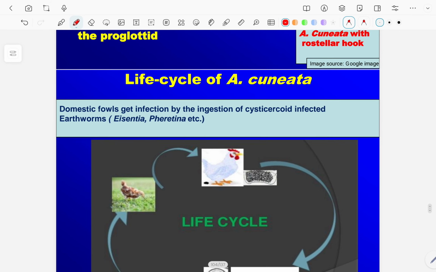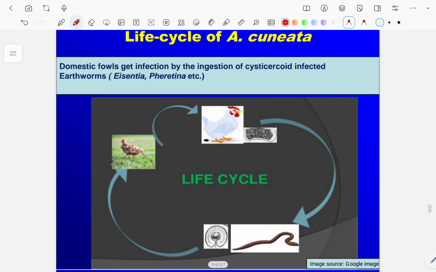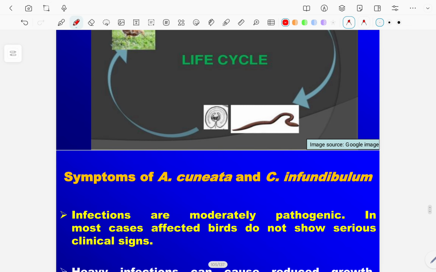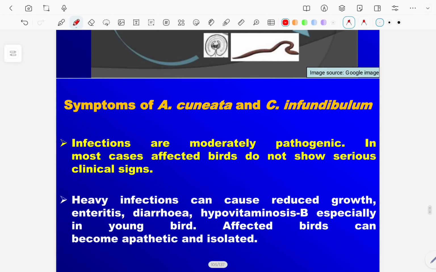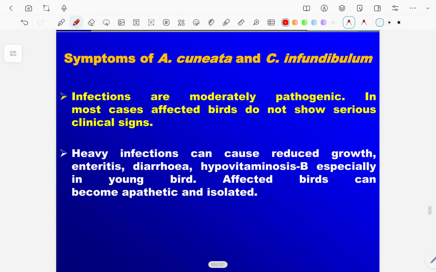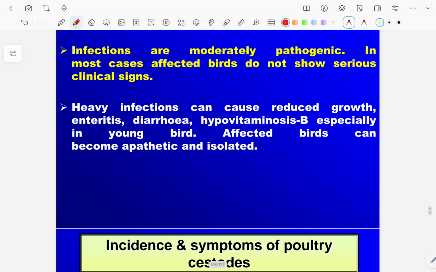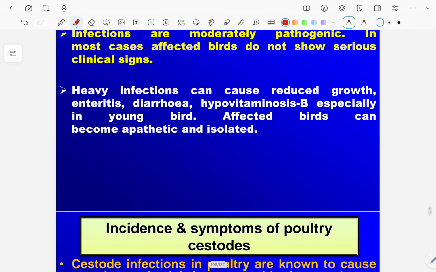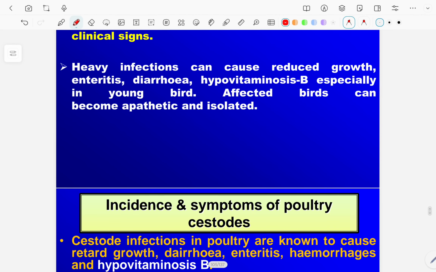Domestic fowl get infection by the ingestion of cysticercoid-infected earthworms, etc. Symptoms of Amoebotaenia cuneata and Choanotaenia infundibulum: infections are moderately pathogenic, and in most cases affected birds do not show serious clinical signs. Heavy infection can cause reduced growth, enteritis, diarrhea, and hypovitaminosis B, especially in young birds. Affected birds can become apathetic and isolated.